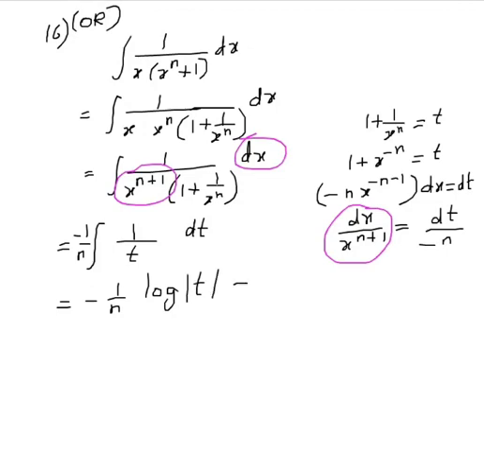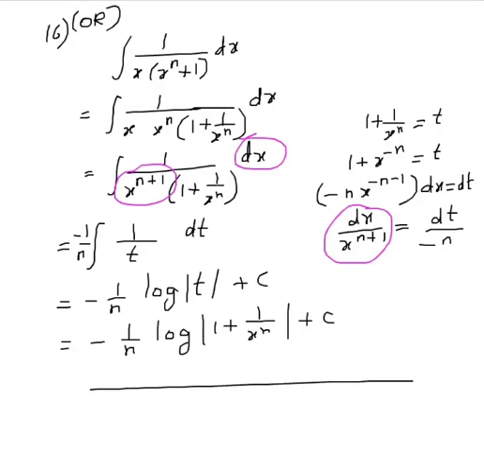Log of t, log of absolute value of t. Therefore the answer is minus 1 by n log of 1 plus 1 by x power n plus c. We got the same answer. By taking LCM and writing the reciprocal, you can make it positive. So it is the same as the previous answer. Let us do those two questions and then we will come back to the 17th question.